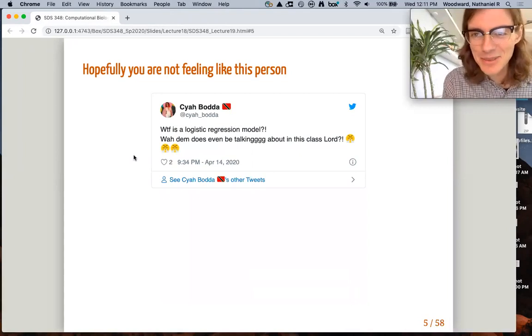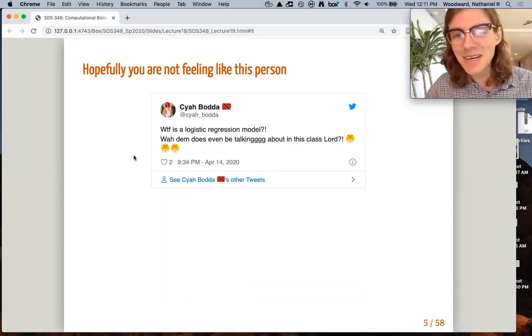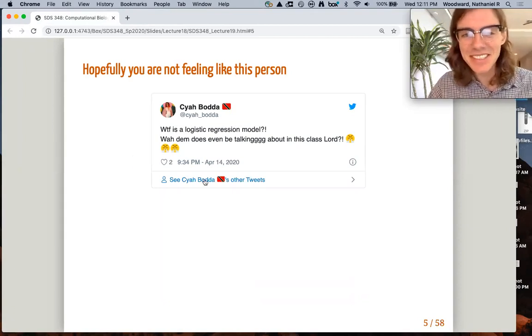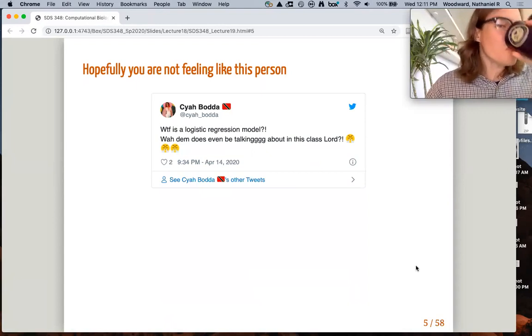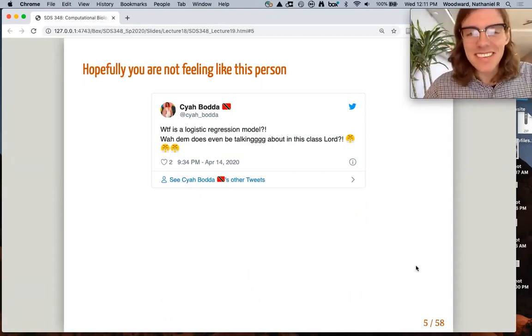I was trying to find some tweets relevant to logistic regression, and one of the first things that came up when I searched logistic regression was this hilarious tweet. So hopefully you're not feeling like this person at this point. And if you are, that's fine, we'll do some review. I just thought it was a hilarious tweet. Anyway, other people are feeling your pain too at this point, or maybe it's making perfect sense.